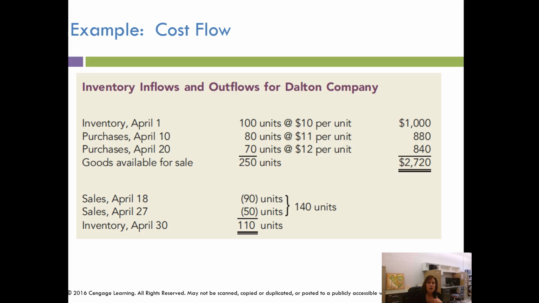And so this is just an example for Dalton Company of the inventory. So we've got our inventory at the beginning of the period. We bought 2 more batches of inventory during the period, so we had a total of 250 units that we could have sold. We sold 2 batches during the month for a total of 140 units, and that leaves us with 110 left over of that 250.